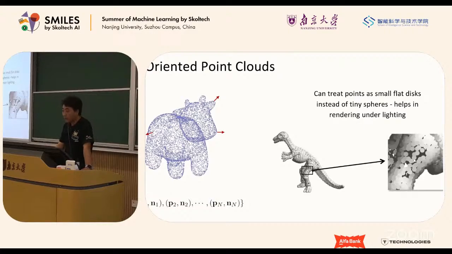Also, we can enrich a point cloud by attaching a normal to every point. An oriented point cloud can be viewed as a small disk rather than a tiny sphere. So this idea is related to the Gaussian, if you know Gaussian splatting. The Gaussian splatting technology uses a set of Gaussian spheres. The Gaussian splatting idea may be motivated by the oriented point cloud.